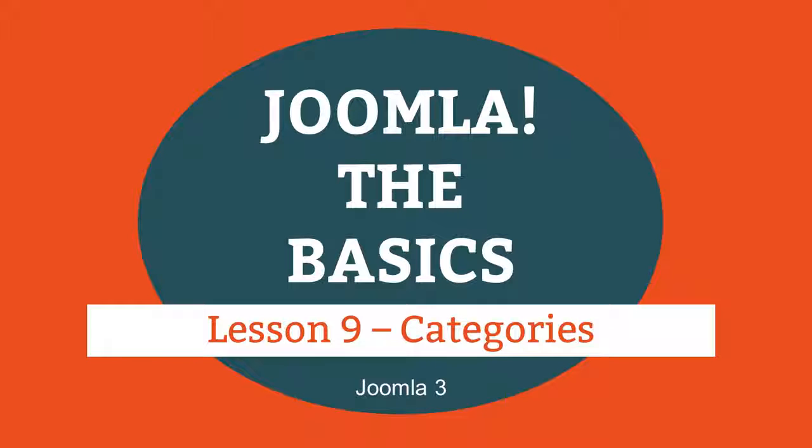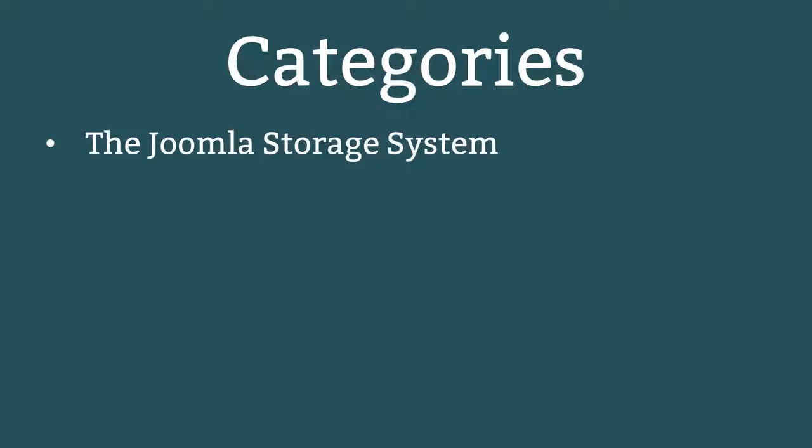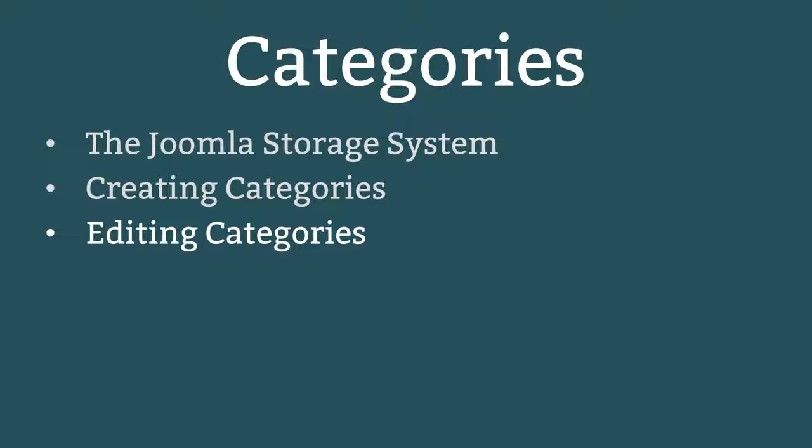This is lesson 9 of 16 lessons on how to build a Joomla website. This lesson is about Joomla categories. And the topics are the Joomla storage system, creating categories, and editing categories.